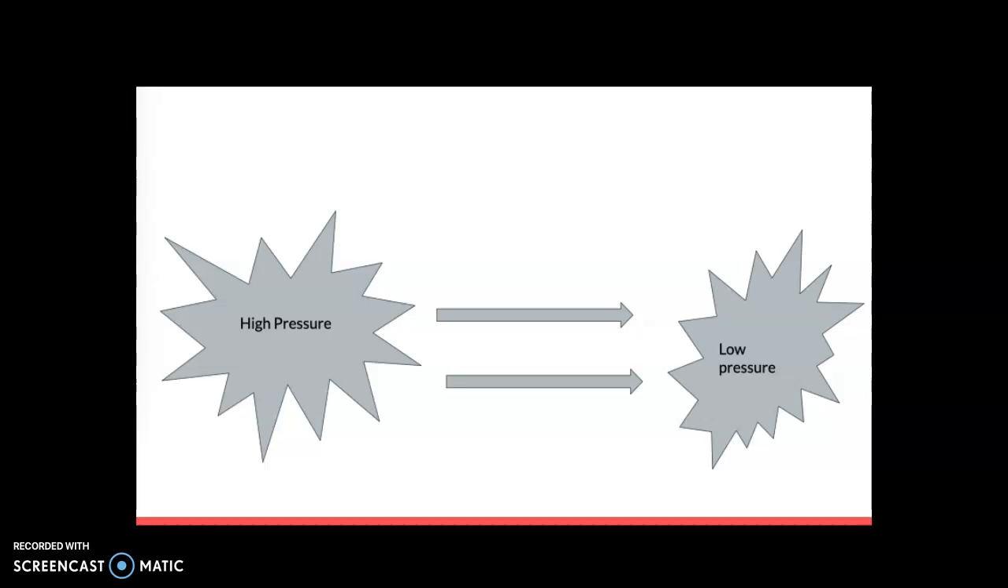When air has more pressure on one side than the other, this creates an imbalance that creates a force that moves air from the high pressure to the low pressure. This is the wind blowing. The greater the pressure difference, the higher the wind speed.